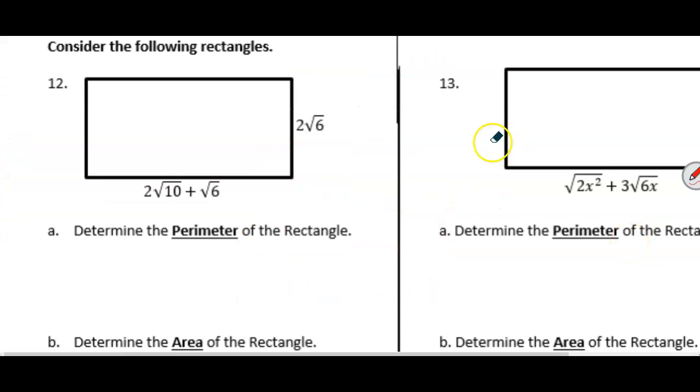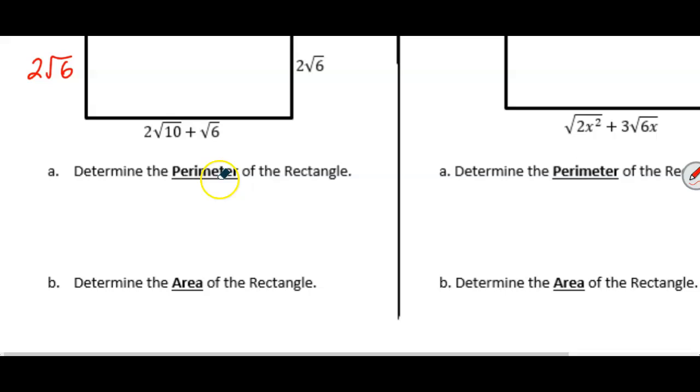Alright, so for this one, it says consider the following rectangle. Here are 2 sides. We know in a rectangle these are the same, right? Opposite sides are the same measure. You learned that in geometry. Anyway, determine the perimeter. Well, perimeter, you just add all 4 sides.